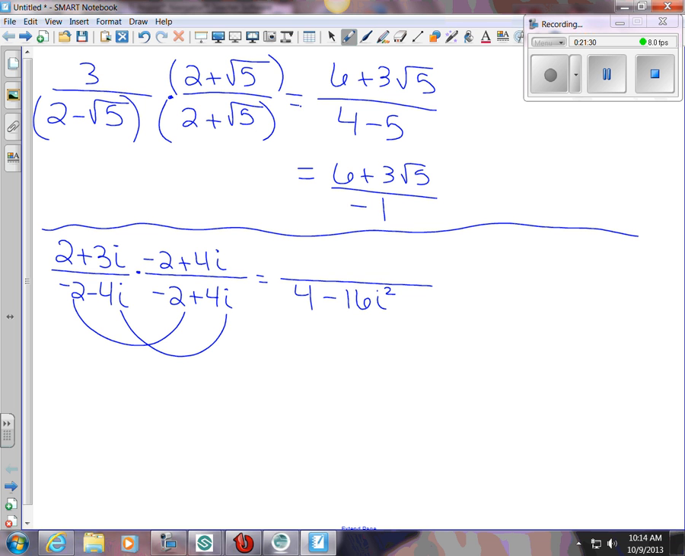Okay? But what do I know about i squared? That i squared is a negative 1, guys, right? Okay, that's good. So we get 4 minus 16 times a negative 1, which is 4 plus 16, which is 20. Okay, so we took care of our denominator, right? Let's talk about the numerator. What do I have to do?